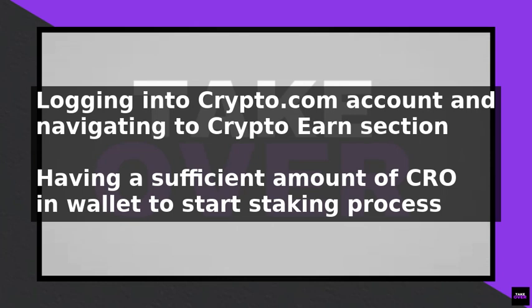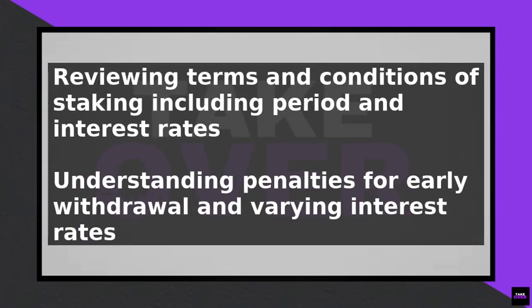Next, click on the Stake CRO option and review the terms and conditions. It is essential to understand the staking period, interest rates, and any penalties for early withdrawal. The staking period can range from 1 month to 3 years, with varying interest rates for each period. After reviewing the terms, select the staking period that suits your needs and click on the Stake Now button.